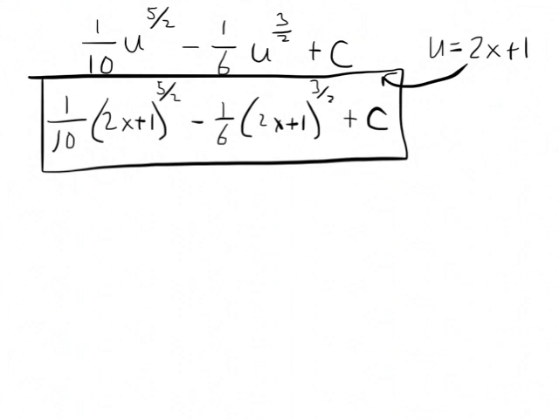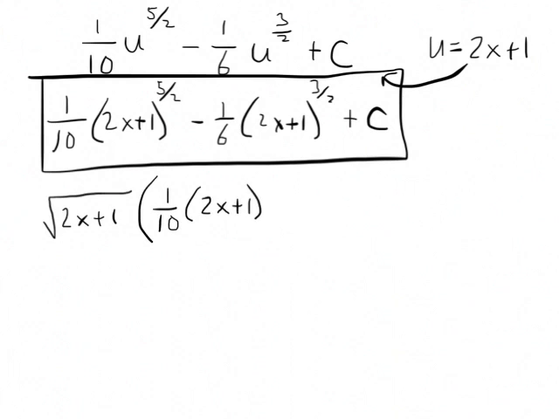If I were to factor out a 1/2 power from this one and a 1/2 power from this one, we could get ourselves into a position where we have the square root of 2x plus 1 times, and what would be left is still the 1/10, but now this will be (2x plus 1). If you think about it, it was the 5 halves power. I took a 1/2 power away from it, so now it'll be the 4 halves power, in other words, squared. And then minus 1/10, and the same thing. This was (2x plus 1) to the 3 halves. If I take away one of those, I'll only have 1 power left.